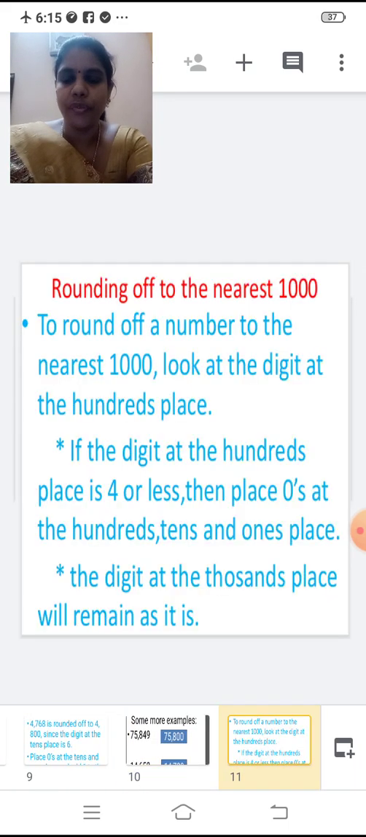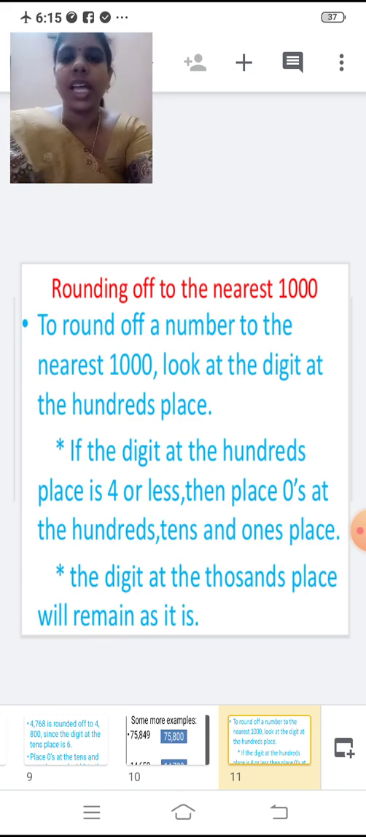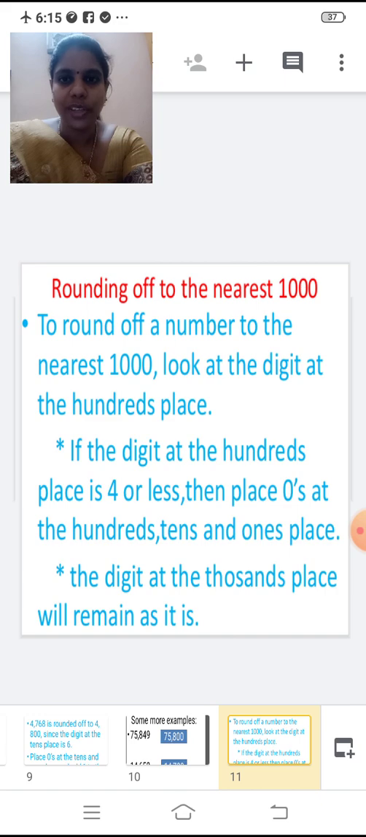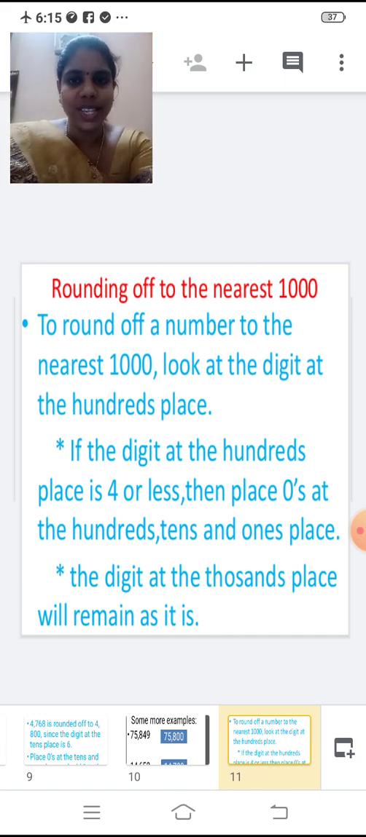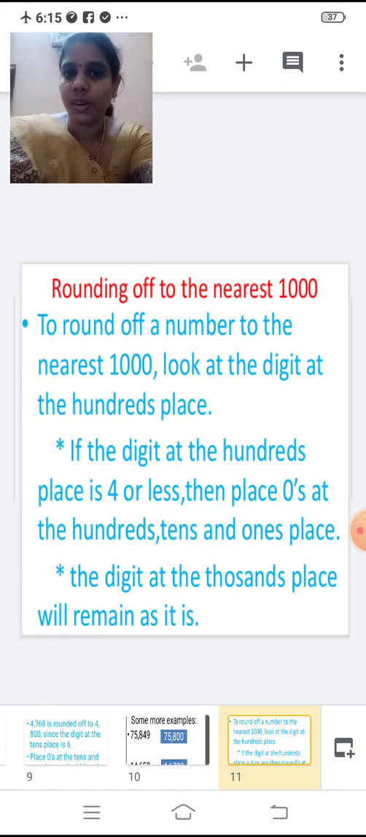Now we'll see rounding off to the nearest 1,000. To round off a number to the nearest 1,000, look at the digit at the hundreds place. We have to look at the digit at the hundreds place.